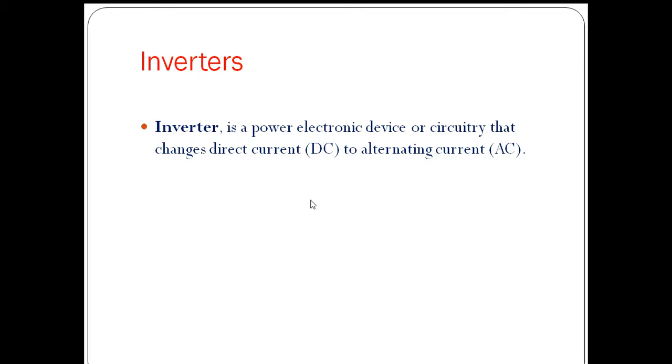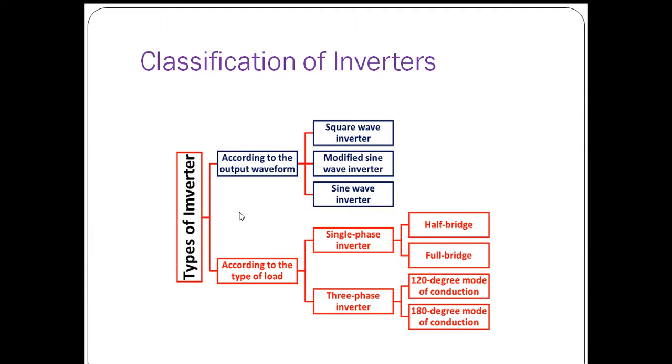Inverters. A converter is a device which may act as a rectifier or an inverter. An inverter is a power electronic device which converts direct current into alternating current, the inverse operation of a rectifier. An inverter converts DC into AC. Inverters are further classified, according to output waveform, into square wave inverter, modified sine wave inverter, and sine wave inverter.